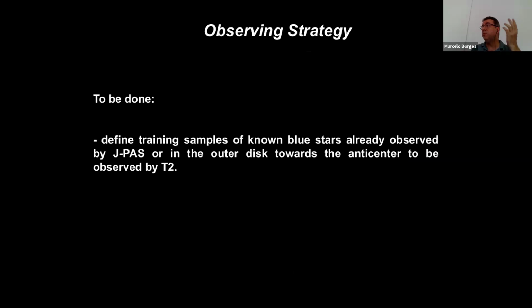So concerning what is to be done, I think the main task now is to define training samples of different blue stars that were already observed by J-PAS and that are located in the outer disk toward the anticenter, and that can be observed by us with the T80. And this also includes information from different surveys to get very good training samples, okay?